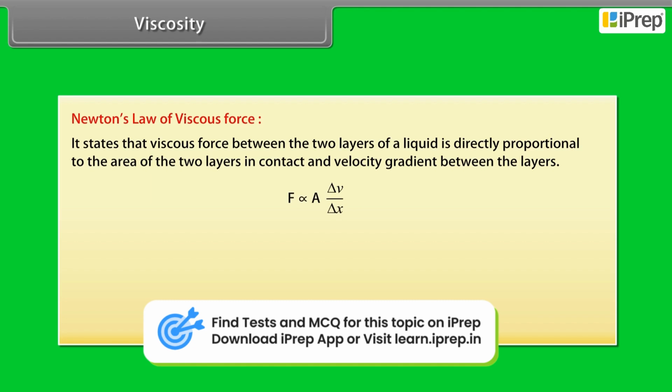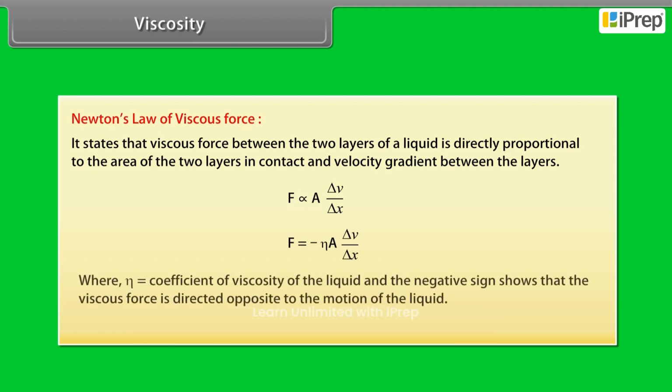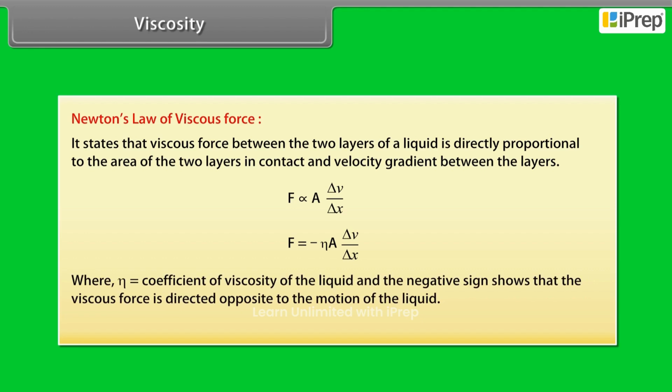This equation can be written as F is equal to minus eta A into delta V upon delta X, where eta is equal to coefficient of viscosity of the liquid, and the negative sign shows that the viscous force is directed opposite to the motion of the liquid. Its dimensional formula is M L to the power minus 1 T to the power minus 1.